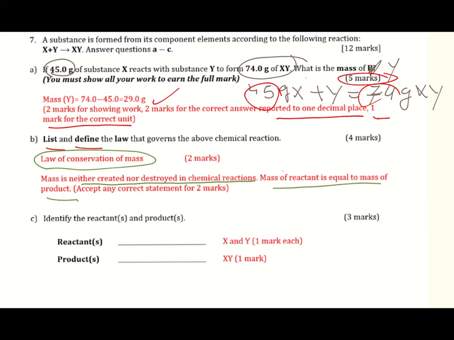And this is very simple. I prefer you to write this: mass of reactants equals mass of products. Identify reactant and product. If X reacts with Y to form XY, then X and Y are both reactants and XY is the product.